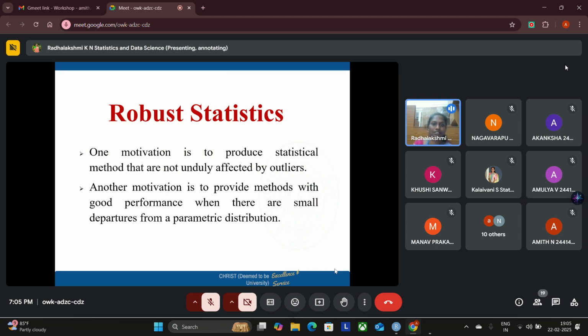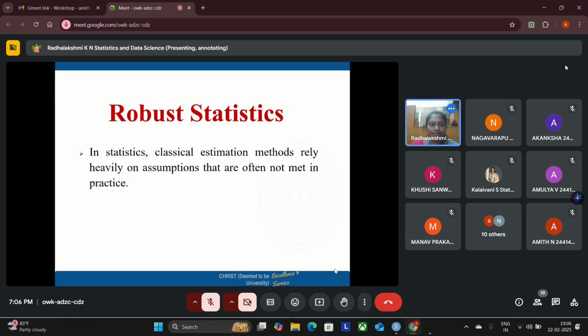The second motivation is to provide methods with good performance when there are small departures from a parametric distribution. If we are taking least squares, we have assumptions like linearity, normality, homoscedasticity, and some others. This is the second motivation. So why do we have to use robust statistics? First, if the data set contains outliers, how to deal with it. And second, if the data set doesn't follow some of the assumptions, how to deal with it. For these cases, robust statistics is mainly focused.